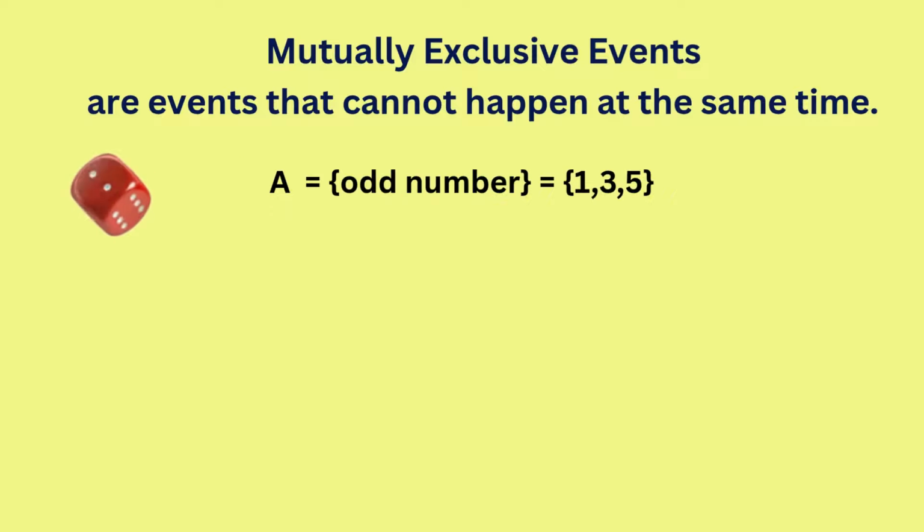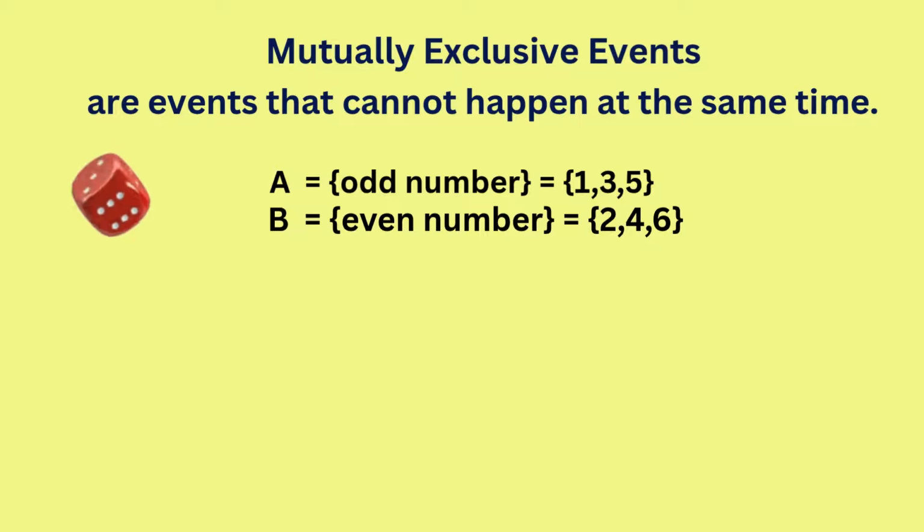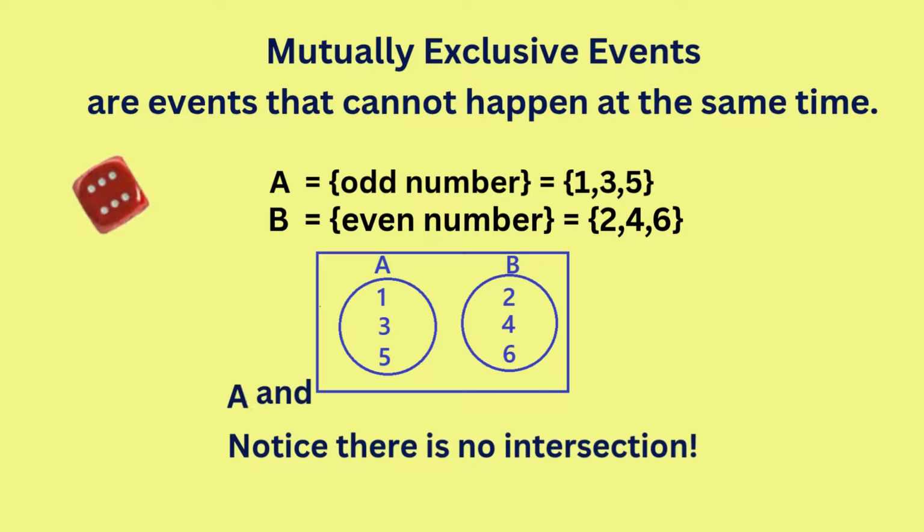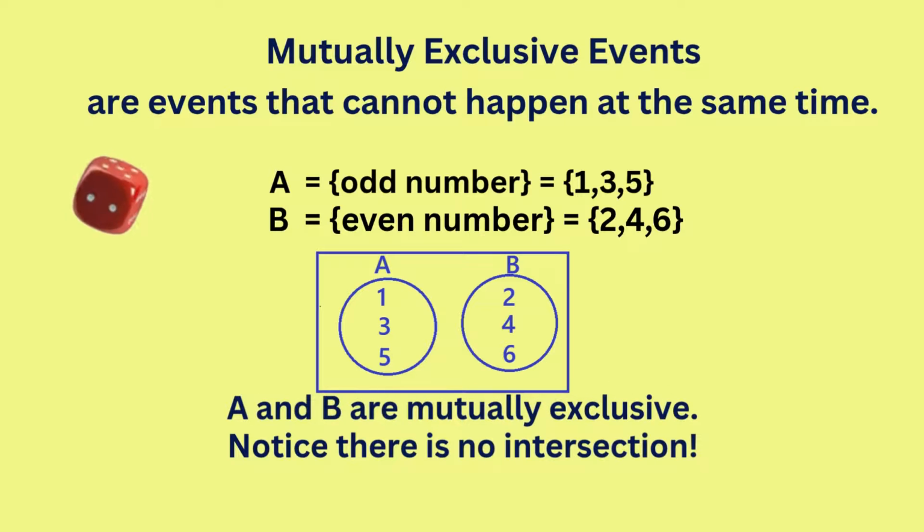Two events are said to be mutually exclusive if they cannot occur at the same time. For example, if we roll a dice and let A be the event that the dice shows an odd number, and B be the event that the dice shows an even number, we would see that the sets are disjoint and have no intersection, since a number cannot be both odd and even at the same time. Hence, if two sets A and B are mutually exclusive, then the probability of A intersect B is 0.